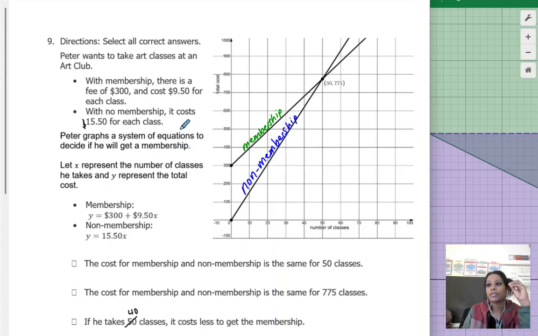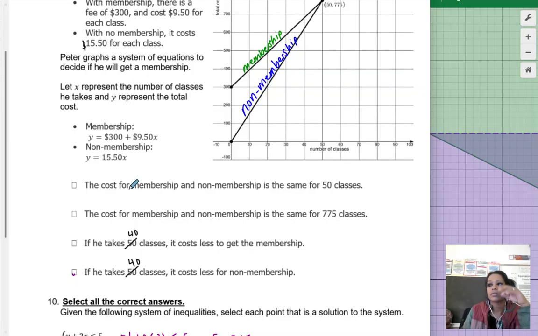And then no membership, you don't have to pay anything at first. And then per class, it costs a little bit more, 1550. So 1550, 1550 per class, and it keeps going up. So that's the situation that I have here. These are my equations. All right, so let's pick two correct things here.